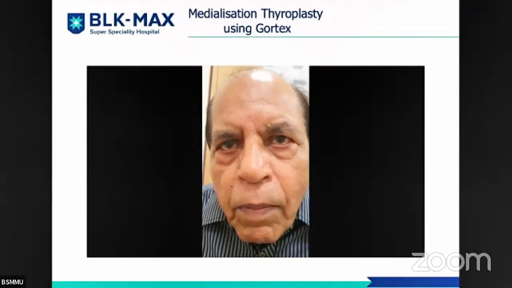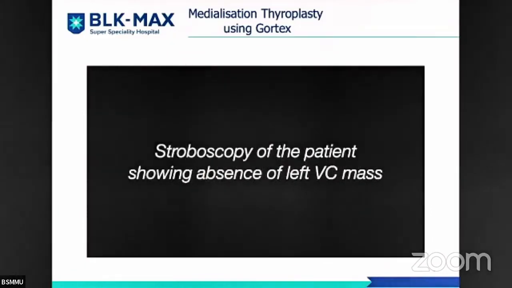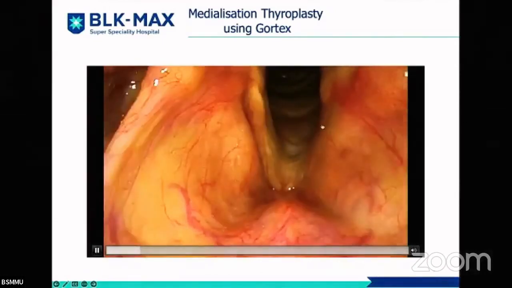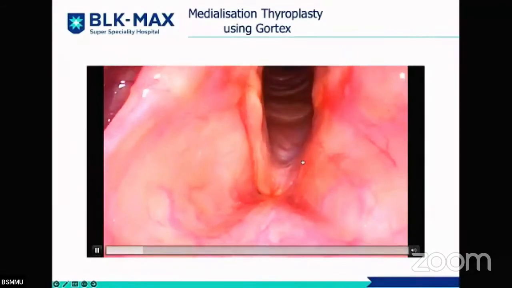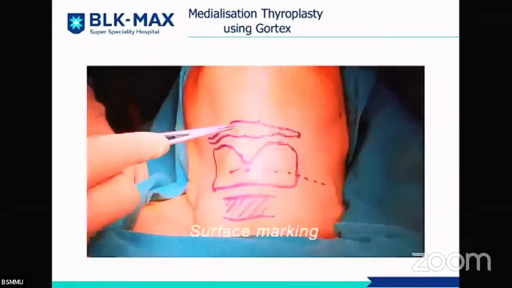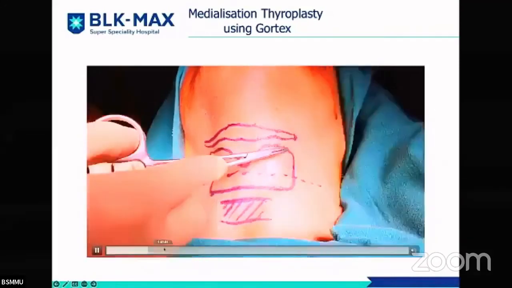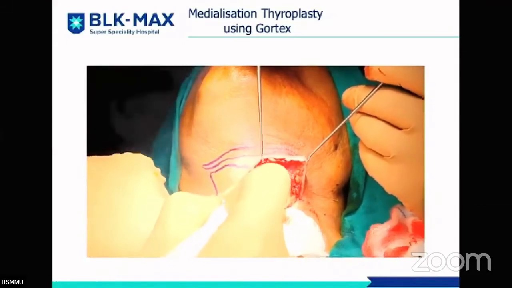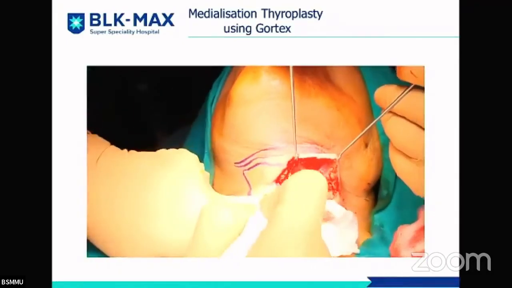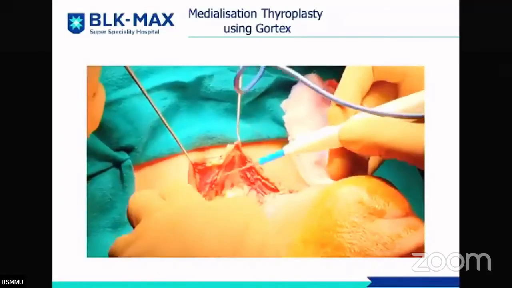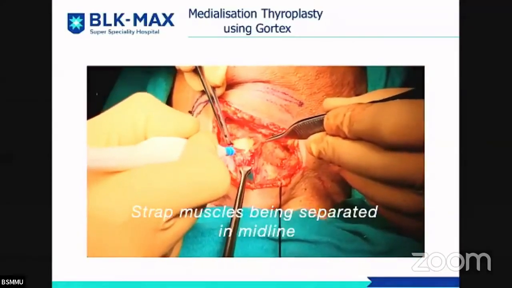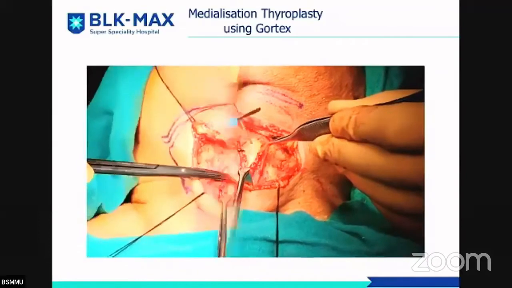And thyroplasty for restoration of voice, you can see hardly any voice. Now there is no vocal cord. You see the stroboscopy. See, there is the absence of vocal cord mass. So if I put a silicon block, it will extrude. This is the NBI, and again surface marking. Here we actually create a very small window, because you don't require a big window.